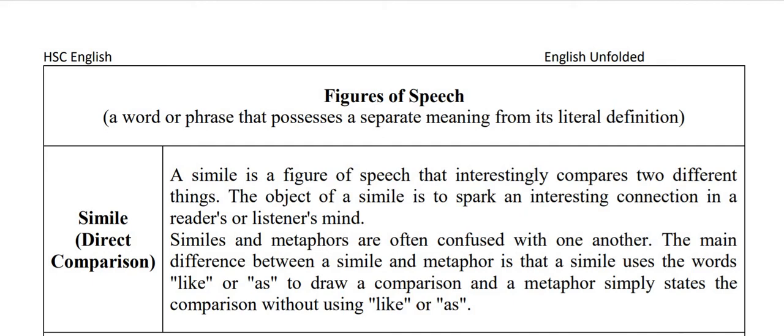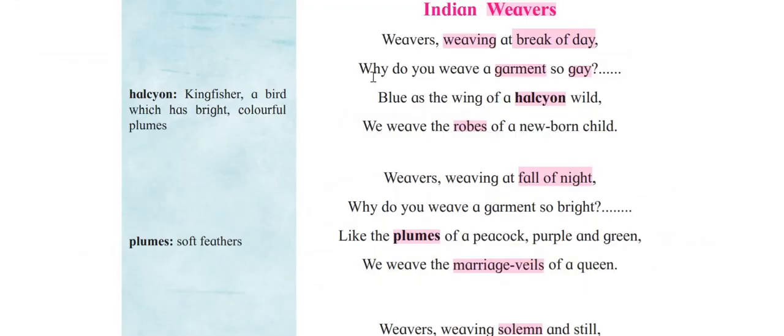So in this poem we have two examples of simile, or rather three, one from each stanza. The very first is blue as the wing of a halcyon wild. So what is compared to what? The blue color of the halcyon bird is directly compared to the blue color of the child's garment. Okay. Second is like the plumes of a peacock, purple and green. This is simile.